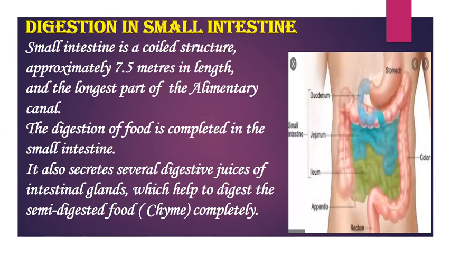Now let's see what is small intestine. Small intestine is a coiled structure approximately 7.5 meters in length and the longest part of the alimentary canal. The digestion of food is completed in the small intestine. It also secretes several digestive juices of intestinal glands which help to digest the semi-digested food, also called as chyme, completely.